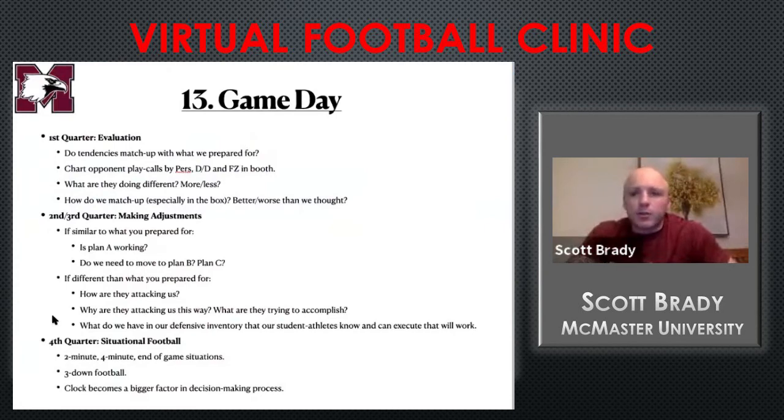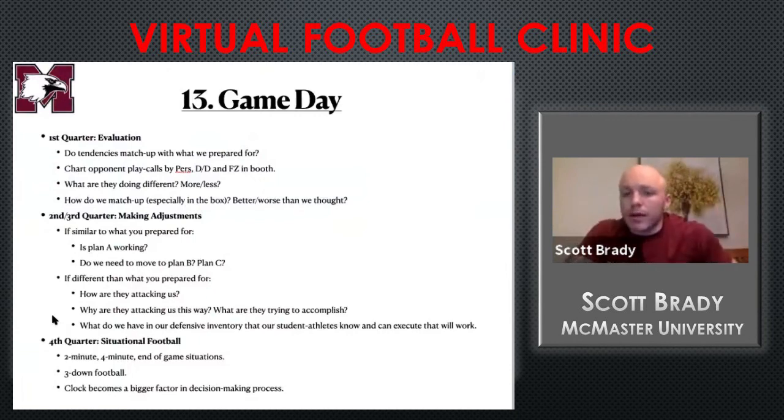So you can't just go into the game with the game plan of what you want to do. You have to have answers already built in. So here's what we want to do, but here's the couple things we're going to go to if what we want to do isn't working, right? And second, third quarter, you're continually making those adjustments. How do we match up front? Are we able to stop the run? All those things.